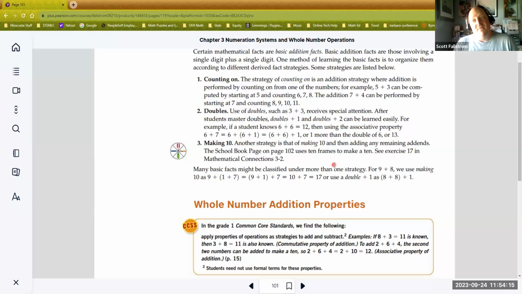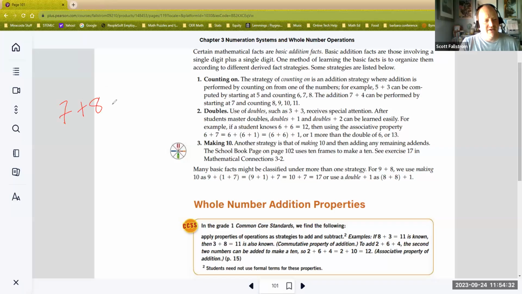Making groups of 10, big time. Oh my gosh, this is so cool when you start to see it. If you're making 10s, think about decomposing. And I'm using the language, I'm not borrowing or anything like that. I'm regrouping or decomposing. But if I had something like 7 plus 8, right?